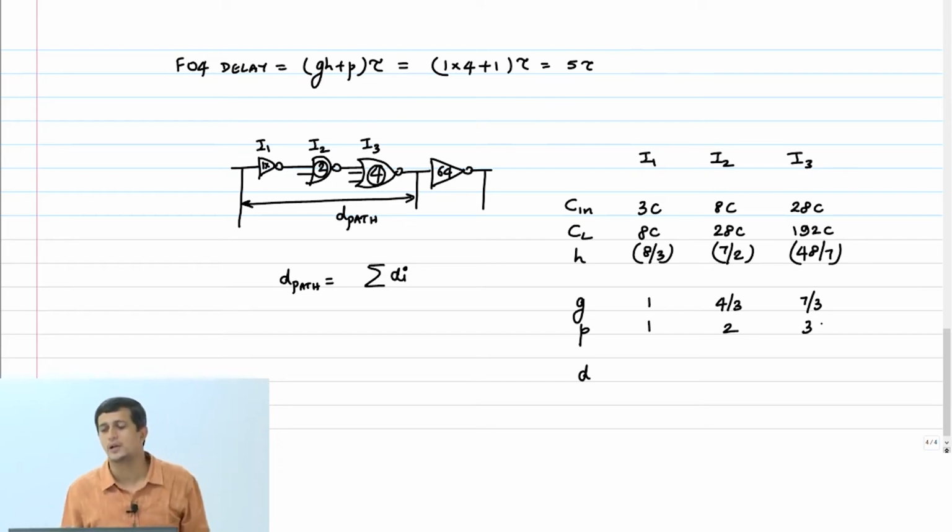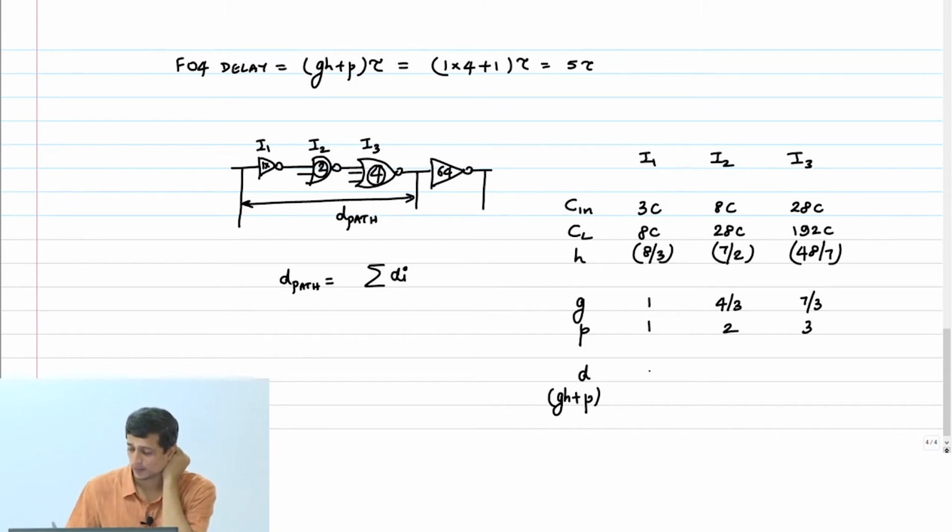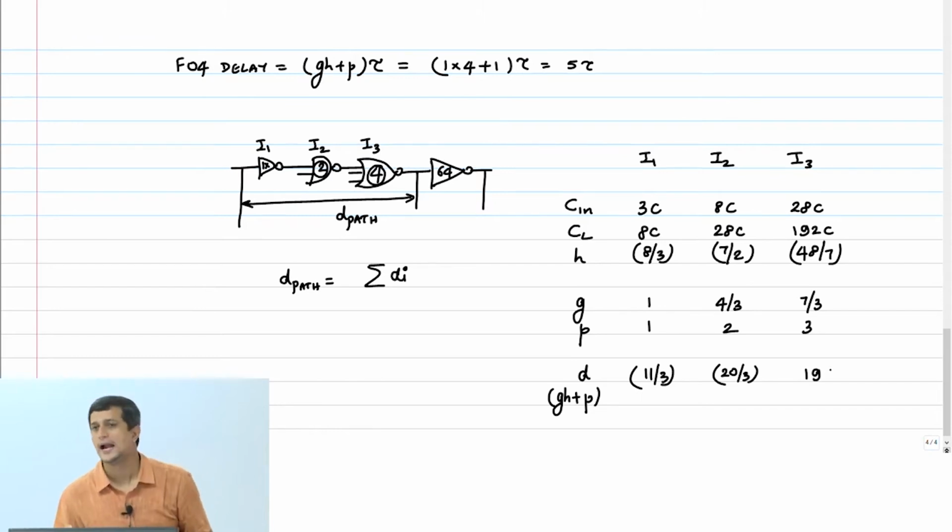So, can you now calculate the delay, which is basically GH plus P. What is the answer? For the inverter, 11 by 3. For I2, NAND 2, 20 by 3. And for NOR 3, 19. Okay, so you add these and you will be able to get an estimate for the path delay.